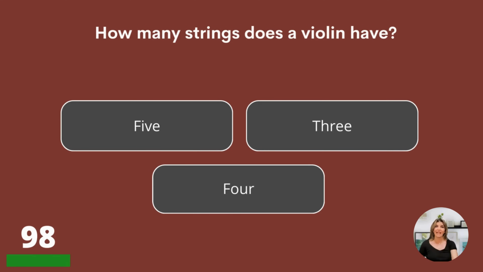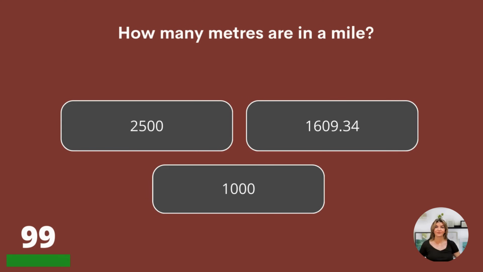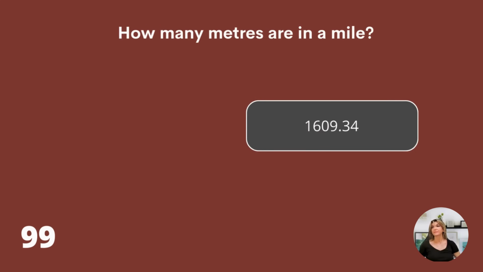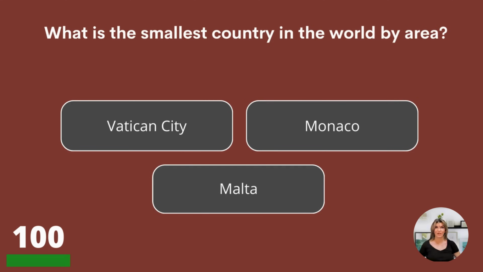How many strings does a violin have? 5, 3, or 4? 4. How many meters are in a mile? 2,500, 1,609.34, or 1,000? 1,609.34. And our last question, what is the smallest country in the world by area?